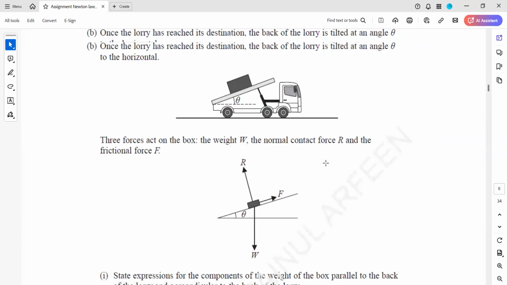The next part B, about a minute left. So I'll share another link and we'll continue this. Newton's law.